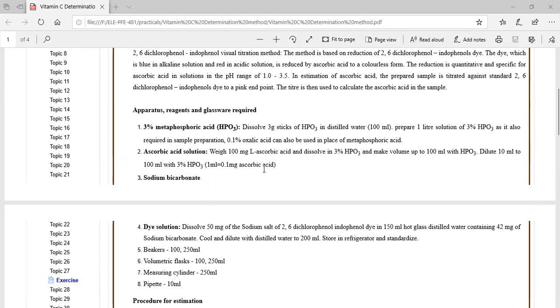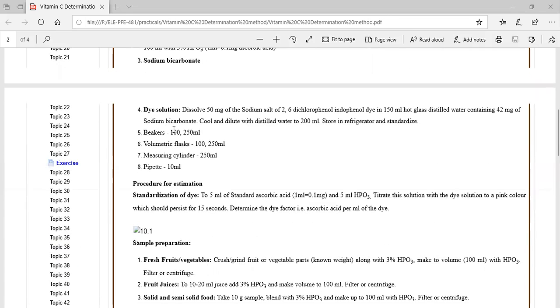Then ascorbic acid solution. Initially weigh 100 milligrams of L-ascorbic acid and dissolve it in 3% HPO3 and make the volume up to 100 ml with the HPO3. Then dilute 10 ml to 100 ml with 3% HPO3. So 1 ml equals 0.1 milligram of ascorbic acid. Then sodium bicarbonate. Then dye solution.